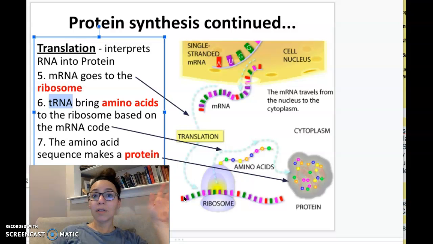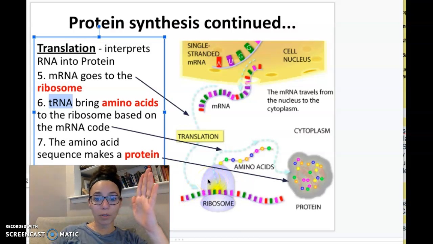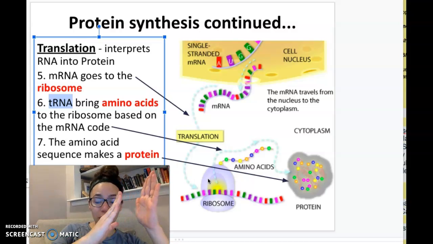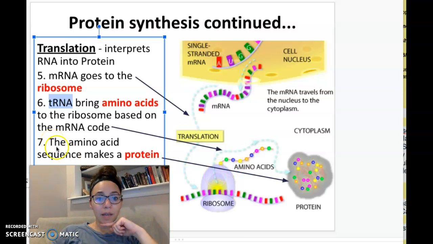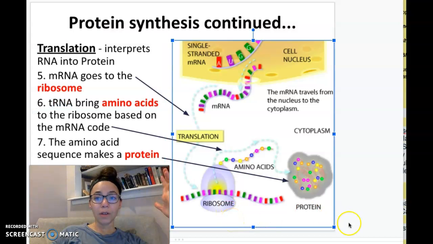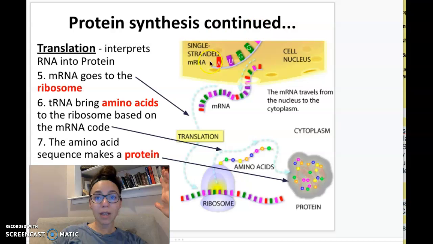It's like instructions for a recipe if you were making a cake or something, right? You follow the recipe step by step. That's exactly what the ribosome is doing here. It's following that RNA instructions step by step to make this exact protein. So the amino acid sequence then makes a protein when it's complete. Maybe that's keratin for your hair. Maybe it's hemoglobin for your red blood cells. Maybe it's insulin. Maybe it's an enzyme. Everything we're made out of is proteins. So we have so many different types. And all of the codes for making those proteins come from our DNA.